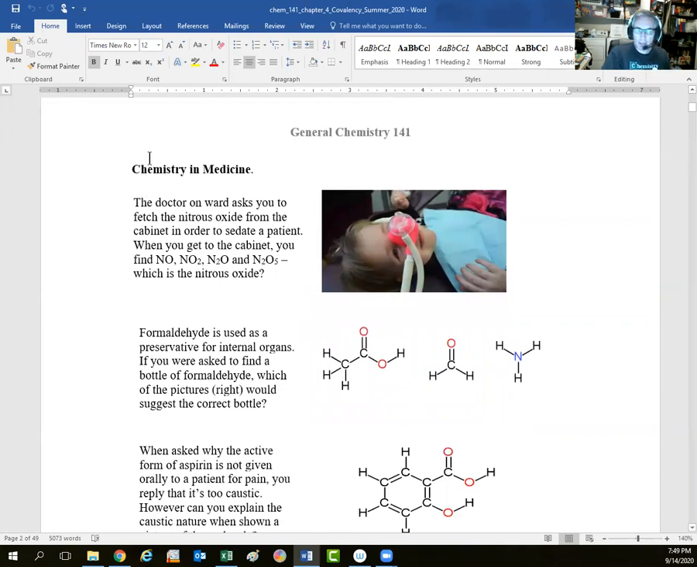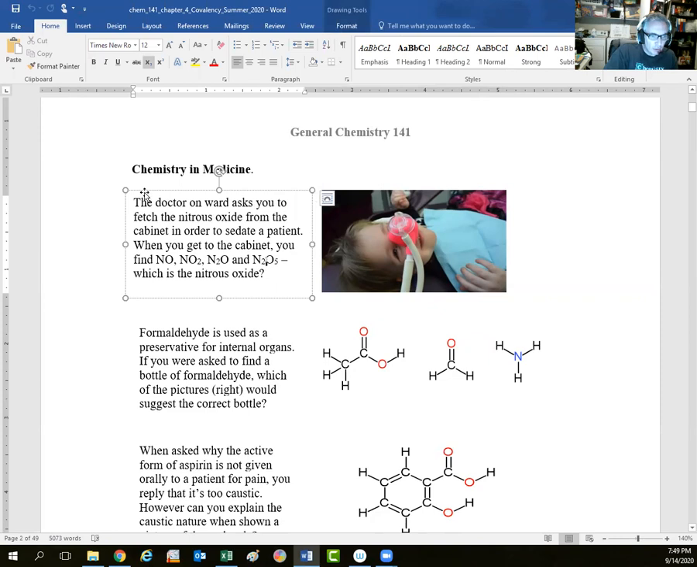For the first one, the doctor asks you to fetch a bottle of nitrous oxide from the cabinet. You go to the cabinet and you see bottles marked as NO, NO2, N2O, and N2O5. Which one is nitrous oxide? We'll talk about that during the chapter.